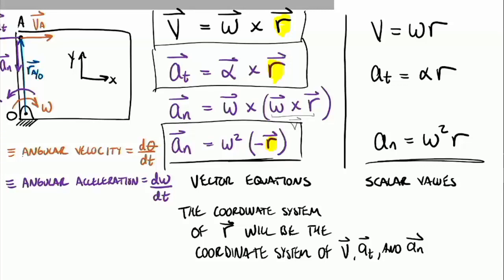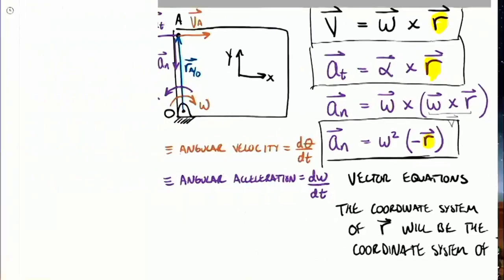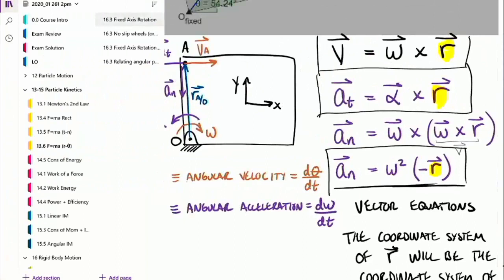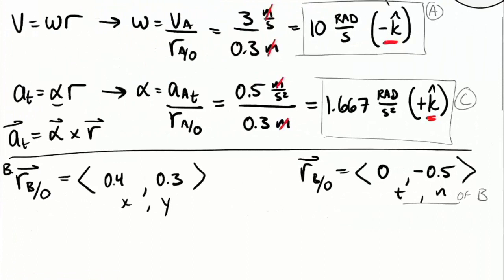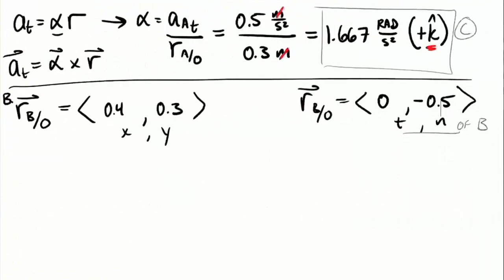And the reason for that is because all of the rotational vectors, omega and alpha, are all perpendicular to the page, right? They're actually kind of independent of X, Y, or T, N. They're all in like the positive or negative Z direction. Okay, so coming back here to our example, here's our two different position vectors.